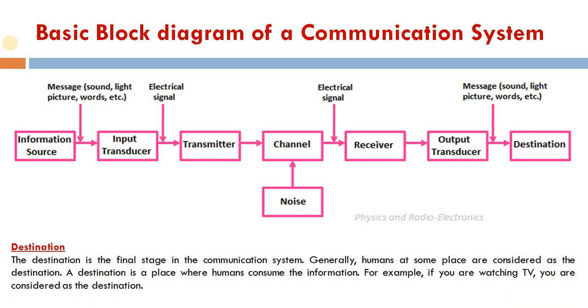The destination is the final stage in the communication system. Generally, humans at some place are considered as the destination. A destination is a place where humans consume the information. For example, if you are watching TV, you are considered as the destination. For example, if you are talking to your friend over phone who is in US, she or he is the destination.